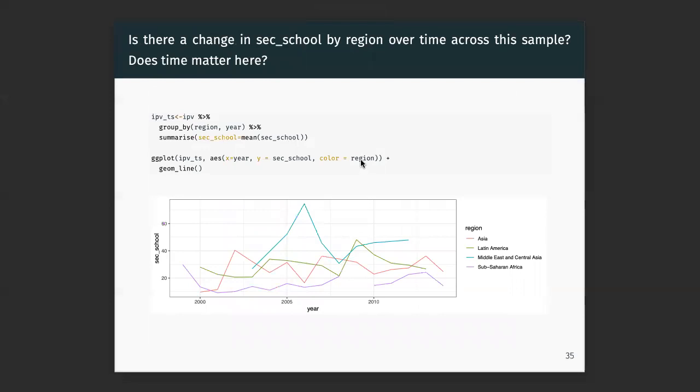Here, we can ask a kind of question from an international development perspective, right? We might expect that exposure to secondary schooling for women would increase over time. And what do we see in the countries included here? We actually don't see a clear increase over time in the sampled countries, right?